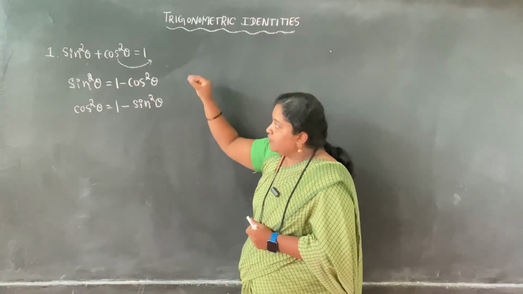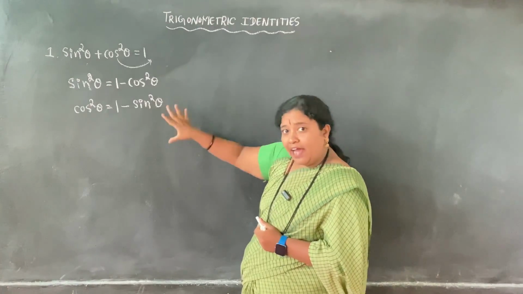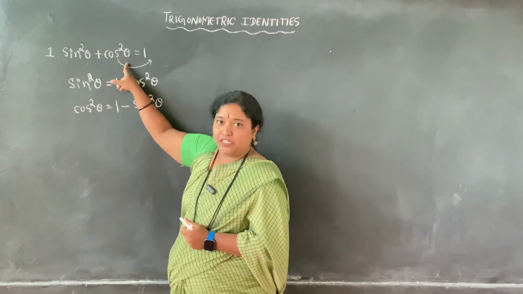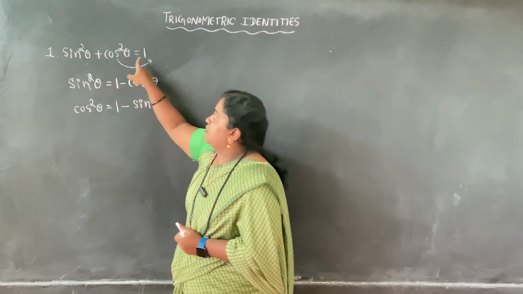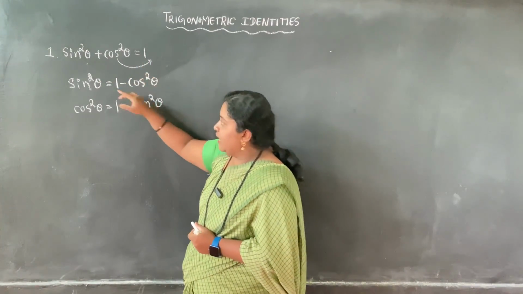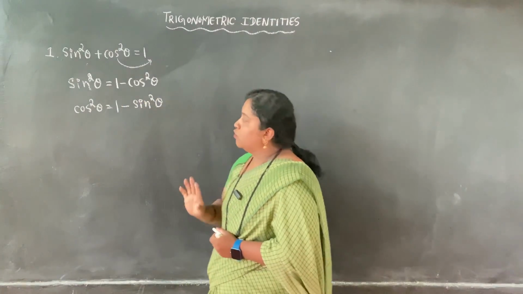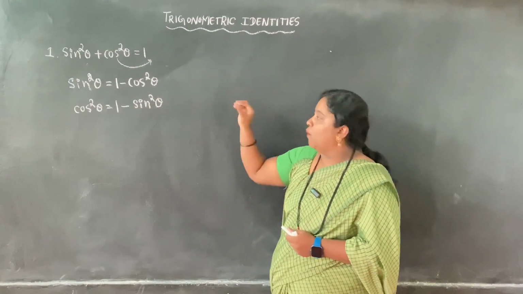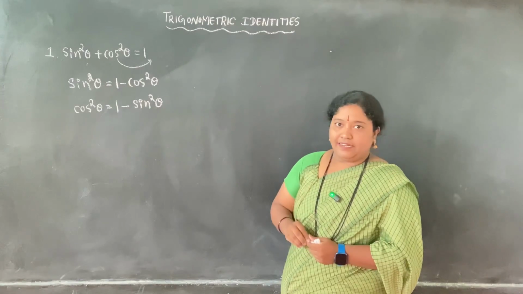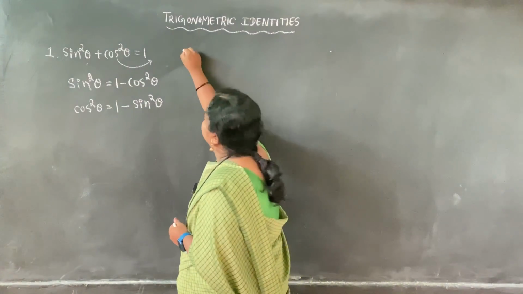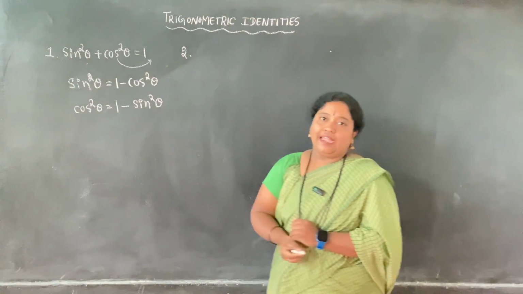So these are the three expressions derived for the same identity. Sine square theta plus cos square theta equal to 1, modified as sine square theta is equal to 1 minus cos square theta, and cos square theta is equal to 1 minus sine square theta. You have to remember this identity. Next, we'll go to the second trigonometric identity.